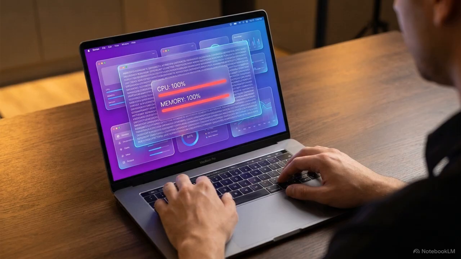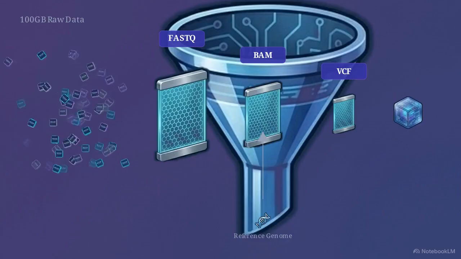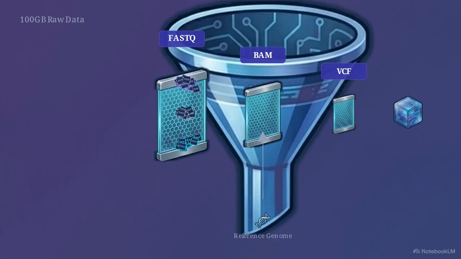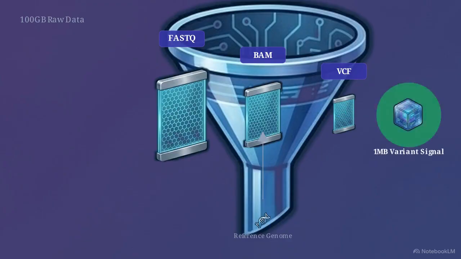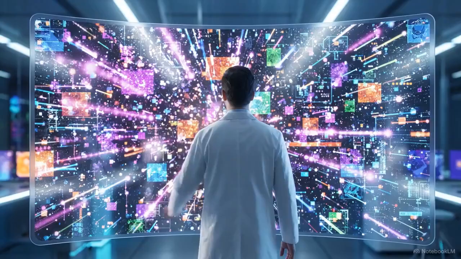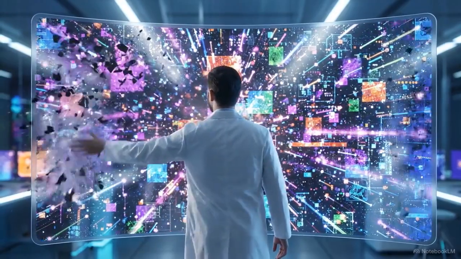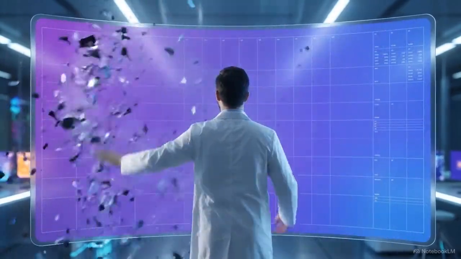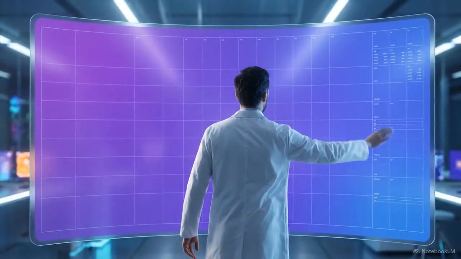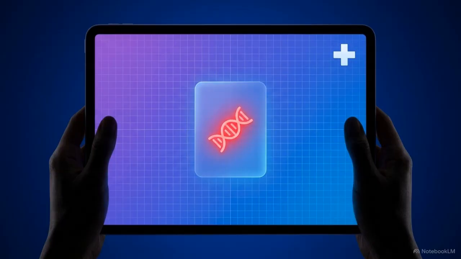Standard consumer software was never built to handle files of this magnitude. To solve this, scientists rely on a specialized pipeline of bioinformatics file formats. These formats are engineered to filter this data step by step, distilling the volume until the biological signal is clear enough to analyze. Mastering this specific digital pipeline is the only way for a researcher to sift through 100 gigabytes of noise and find the specific genetic variants that allow for a precise clinical diagnosis.